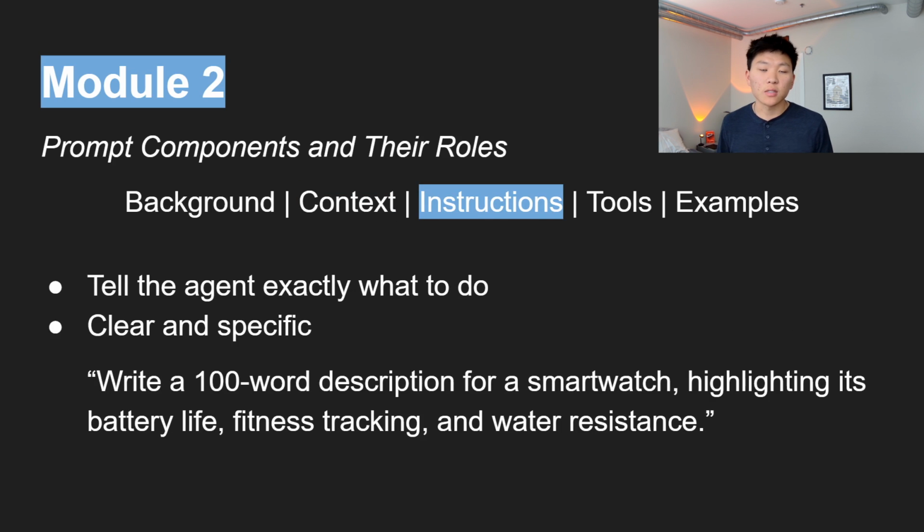Then we have instructions. So this is kind of the heart of the prompt. This is where you tell the agent exactly what to do. Instructions here need to be, obviously, clear and specific. So for example, you want an agent to write a product description. You could say, write a 100-word description for a smartwatch, highlighting its battery life, fitness tracking, and water resistance. So as you can see here, not much room for misinterpretation there. It's very clear, very specific.